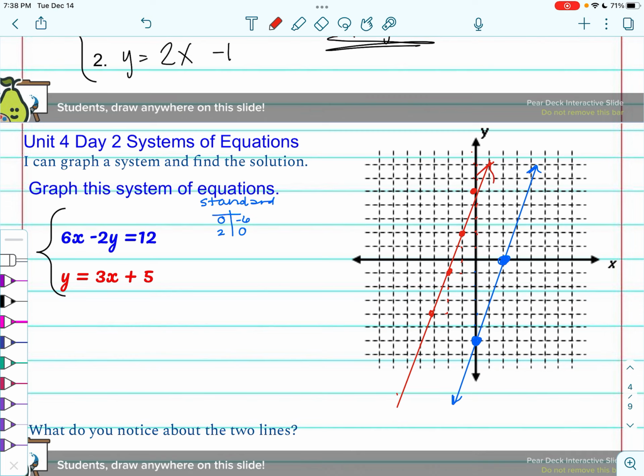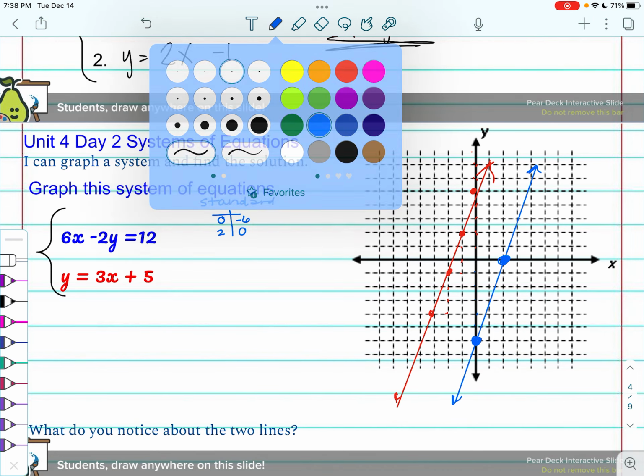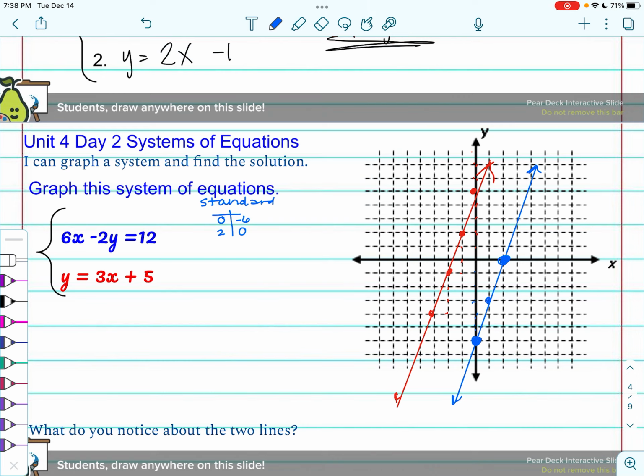Okay, I think we'll see that these lines are parallel. How can I tell for sure? I could look at my blue line. Let's see, up 3 over 1, up 3 over 1. So the slope of this line is also 3. The slope of my red line is 3. They have different y-intercepts. Okay, these are parallel lines. They never cross. They have no solution.